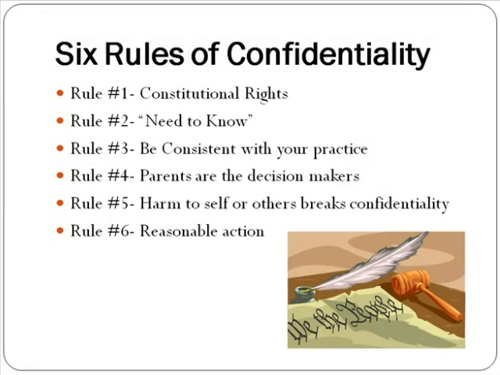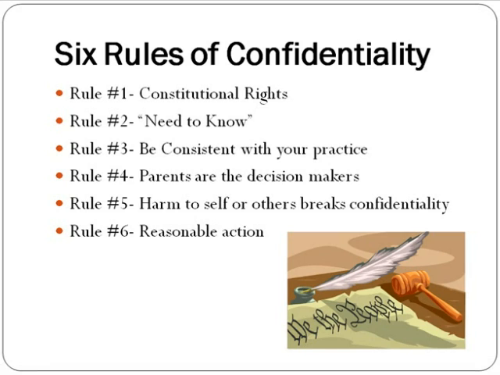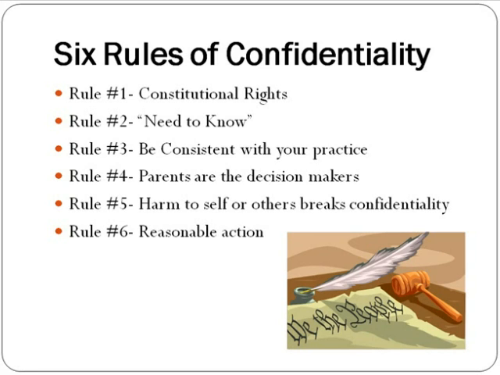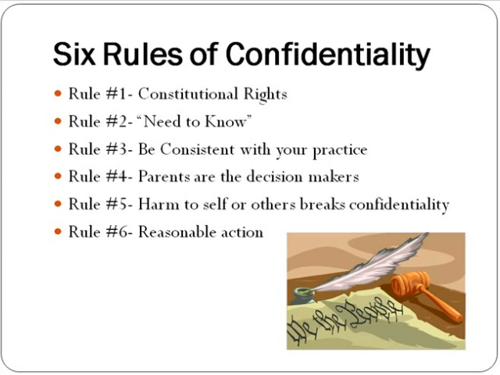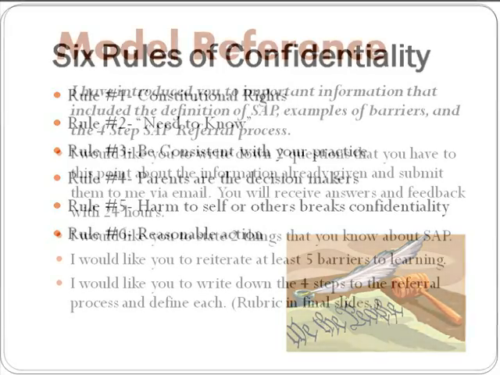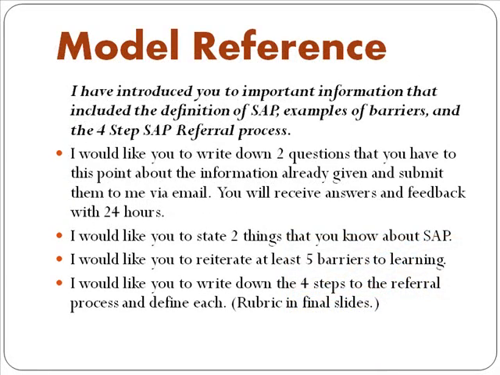When it comes to the Student Assistance Program, never breach confidentiality and know the 6 confidentiality rules. Rule 1, constitutional rights. Rule 2, the need to know. Rule 3, be consistent with your practice. Rule 4, parents are the decision makers. Rule 5, harm to self or others breaks all confidentiality. And Rule 6, reasonable action. The next two slides will make reference to the gradual release of responsibility model.